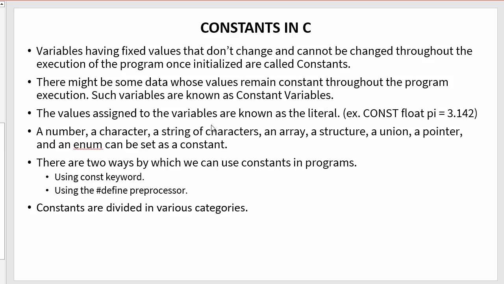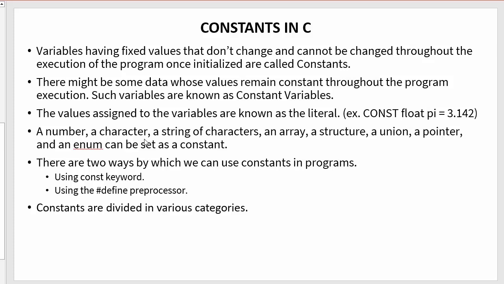The values assigned to variables are known as literals. As you can see here, I have written an example which indicates how a constant variable is declared in a program. A constant variable is always declared with the const keyword followed by the data type and the name of the variable, and I have assigned the value 3.142. This value 3.142 is called a literal. The name of the constant variable is pi, whose data type is float. So this is how we can set a constant value in our program.